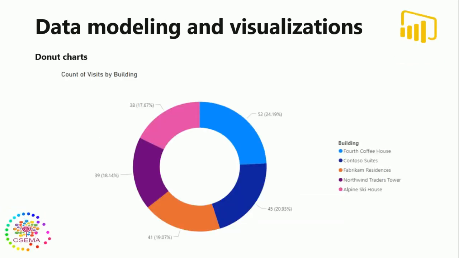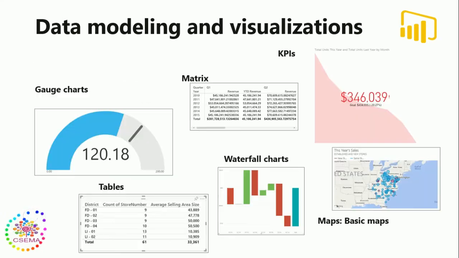Donut charts are similar to pie charts. They show the relationship of a part to a whole. Gauge charts basically display the current status in the context of a goal, and KPI is used to display progress towards a measurable goal. And maps, basic maps, are used to associate both category and quantitative information with a spatial location, like in which location what kind of users or devices are being used.